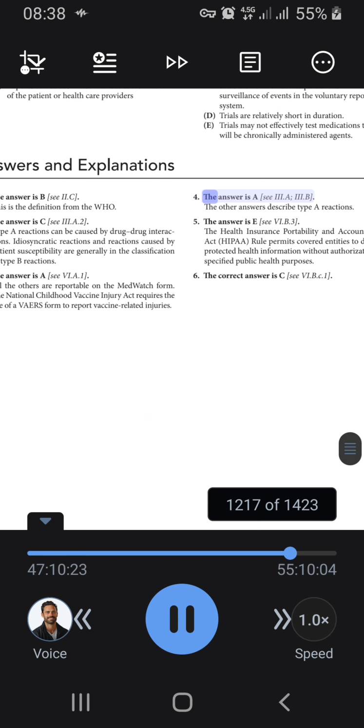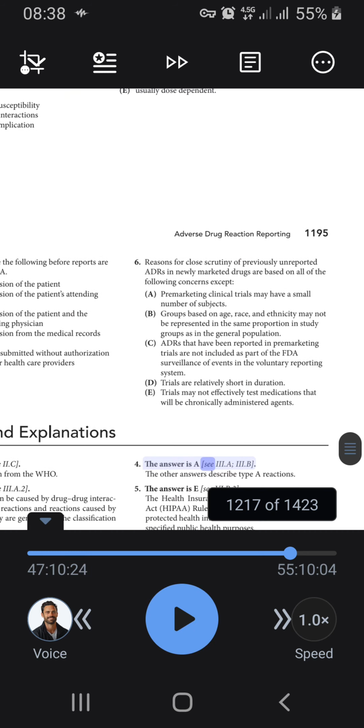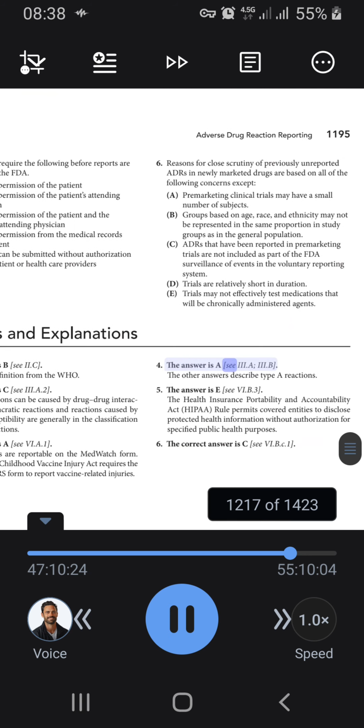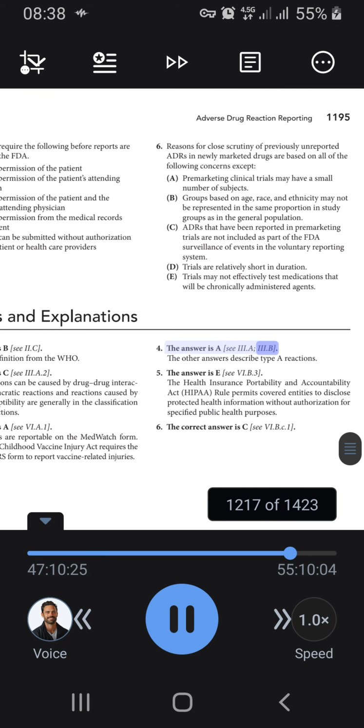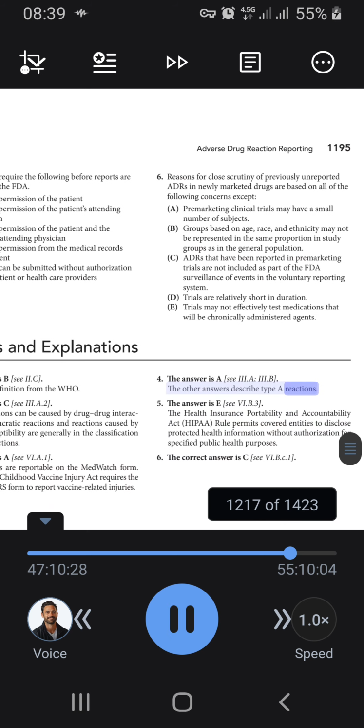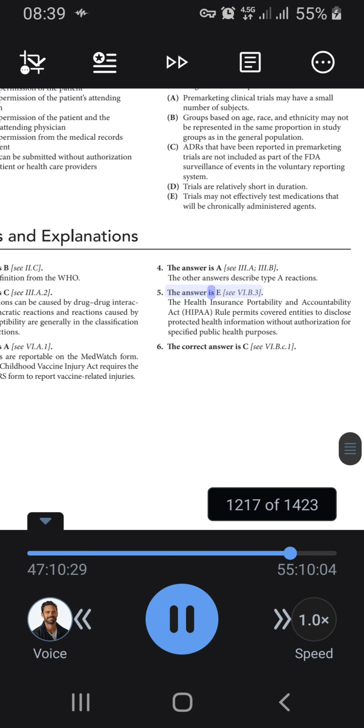4. The answer is C. The other answers describe type A reactions.